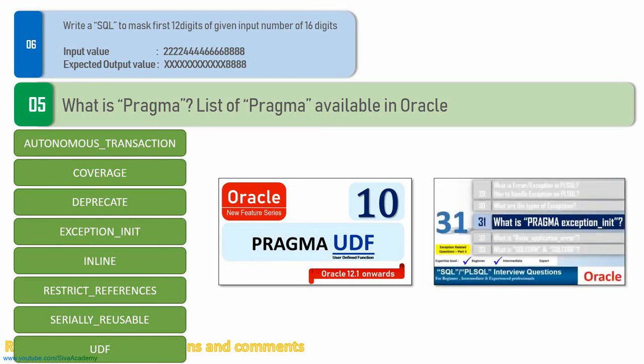The other pragma which I have covered is the exception init pragma, basically to associate an unnamed exception or a user defined exception to a name. So these two pragmas I have covered. The rest of the pragmas I will cover in detail with some other examples later. So stay tuned for information about the rest of the pragmas later.